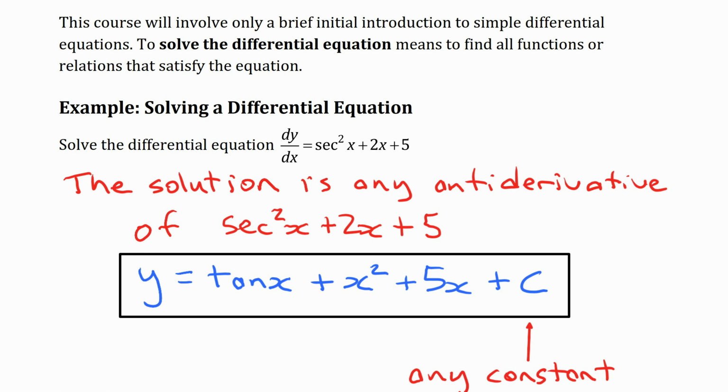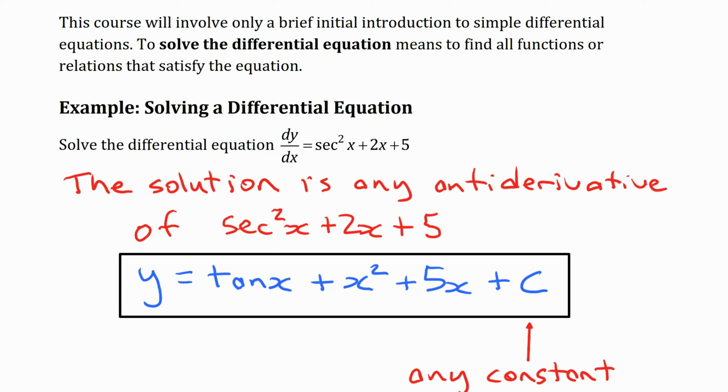And just to start with something like this. Now, again, this is kind of like what you've seen before, except you didn't call this a differential equation, and you certainly didn't talk about solving a differential equation. All solving a differential equation means is to find the functions or relations that satisfy that equation. Or in other words, if the derivative is this, what's the original function?